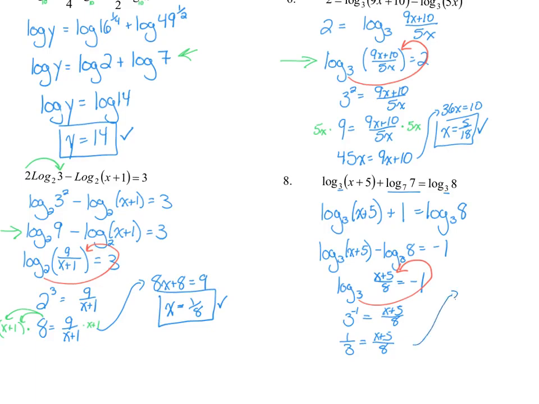So we get 3x plus 15 is equal to 8. 3x is equal to negative 7, so x is equal to negative 7 over 3. Again, it's okay if x is negative as long as it does not make the argument or base negative. So when you plug negative 7 over 3 into this first log, we're still going to get a positive argument, so negative 7 over 3 is our answer.